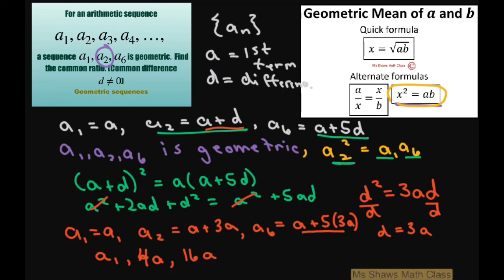And if you just divide these up, take this one, divide it by that, you get 4. Take this term, divide it by A, you get 4. So 4 is your common ratio.